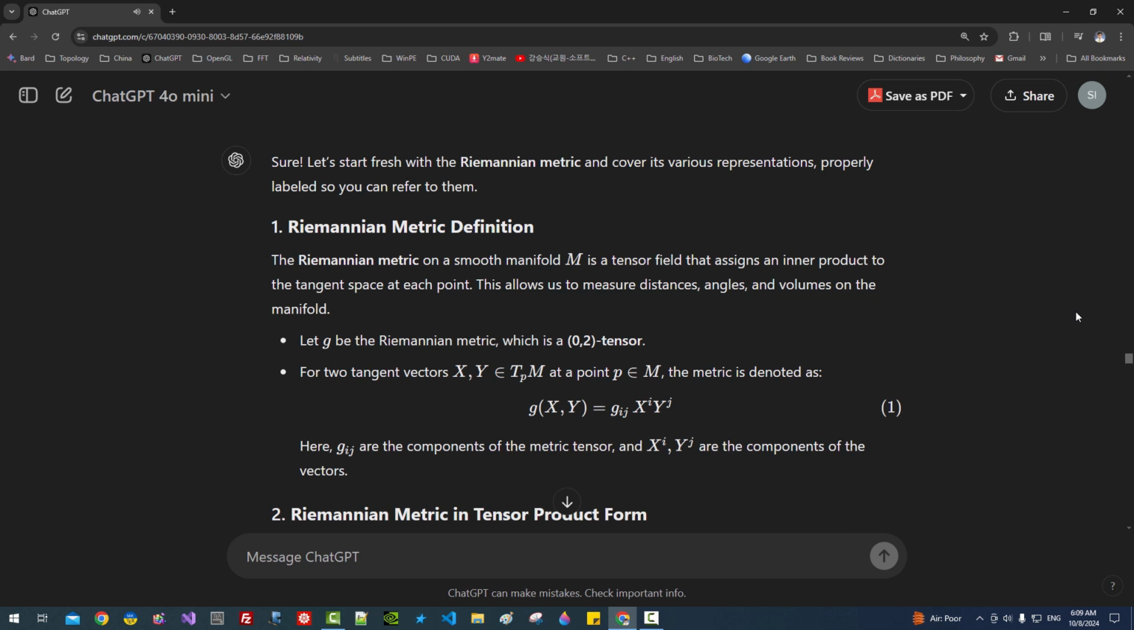Equation 1. Riemannian metric definition. The Riemannian metric on a smooth manifold M is a tensor field that assigns an inner product to the tangent space at each point. This allows us to measure distances, angles, and volumes on the manifold. Let g be the Riemannian metric, which is a (0,2) tensor. For two tangent vectors X, Y in T_pM at a point p in M, the metric is denoted as g(X,Y) = g_ij X^i Y^j. Here, g_ij are the components of the metric tensor, and X^i, Y^j are the components of the vectors.